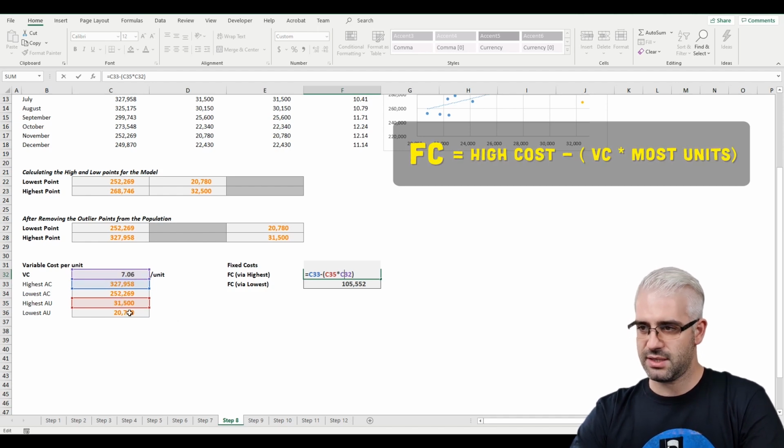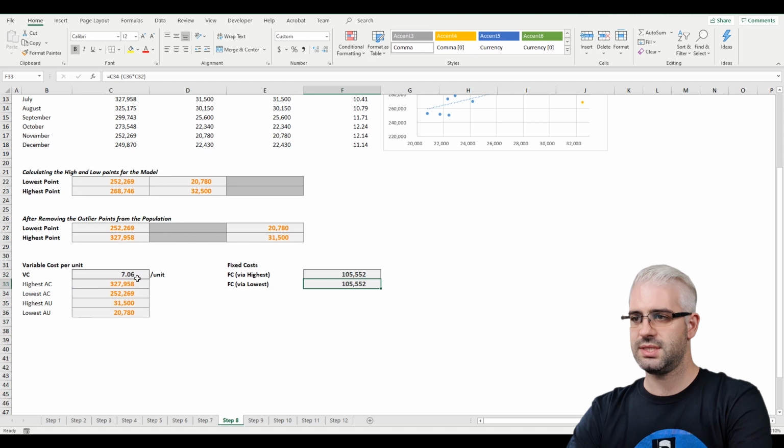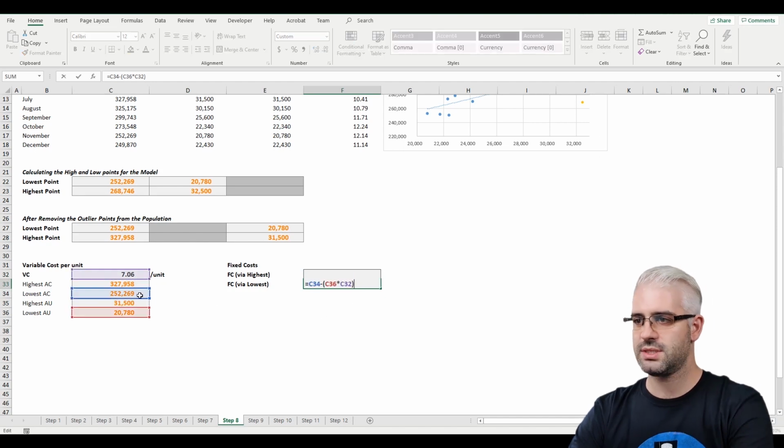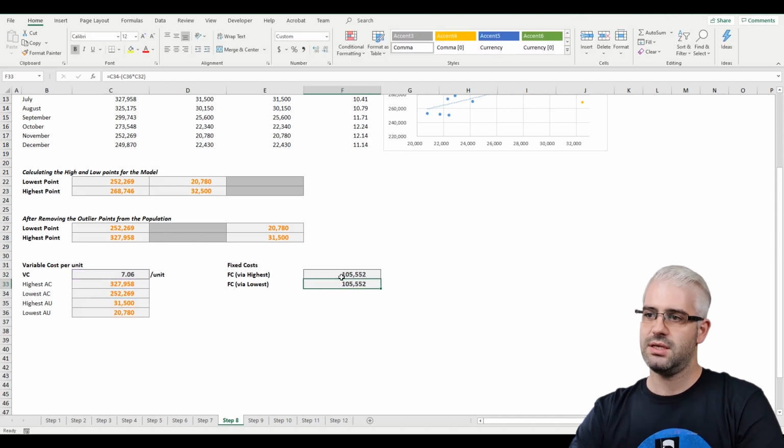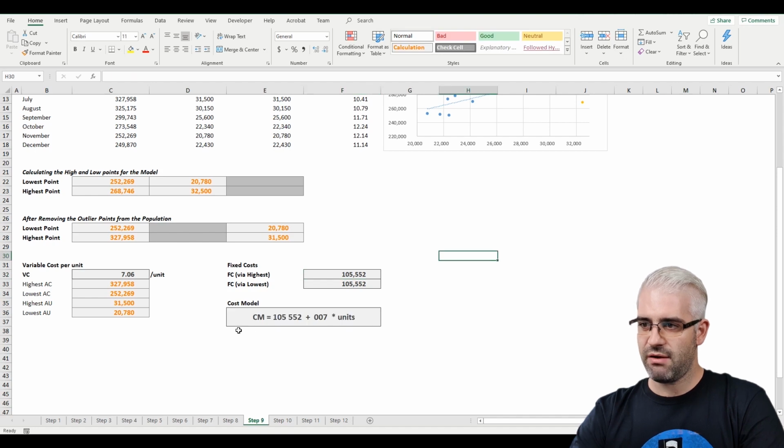Multiplied by the highest activity units, or we can do the same with the lowest data point. And this is how we arrive at 105,552 monetary units of fixed cost. What we can do next is build our cost model.